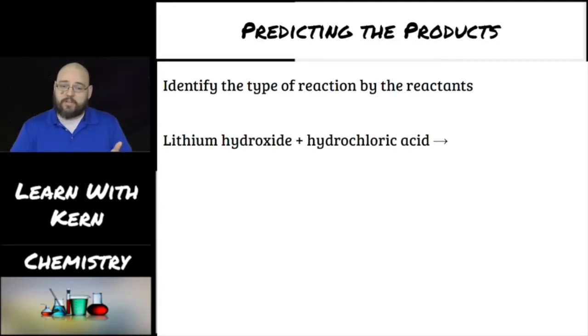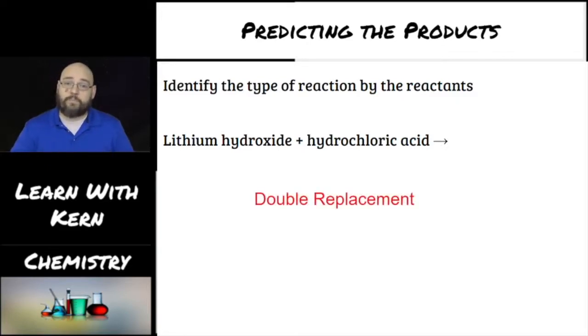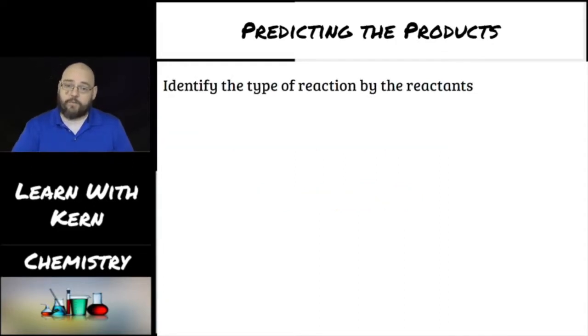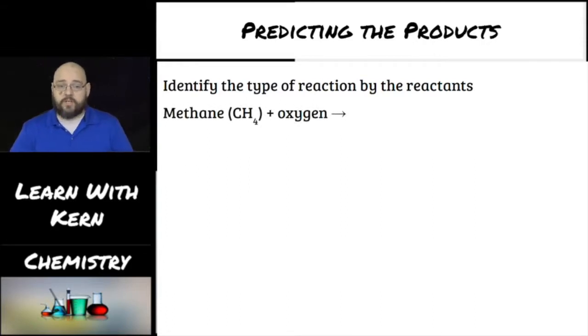So if I have lithium hydroxide and hydrochloric acid, lithium hydroxide is a compound. Hydrochloric acid is a compound. So I have a compound plus a compound, which makes this a double replacement reaction. All right, so let's identify another one. Methane, or CH4, plus oxygen. Notice I gave you the name and the symbol, and CH4 is a hydrocarbon plus oxygen. A hydrocarbon plus oxygen is going to give you a combustion reaction every time.